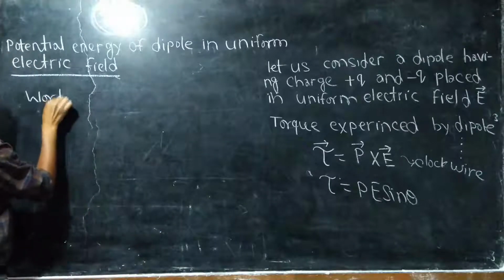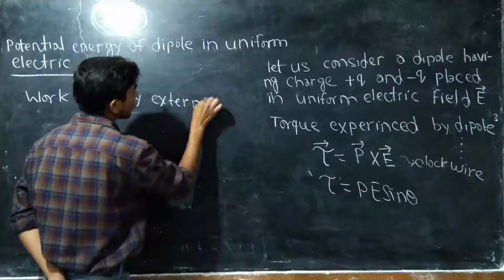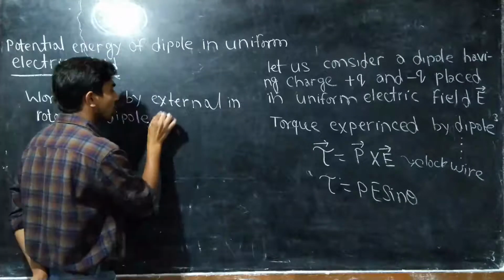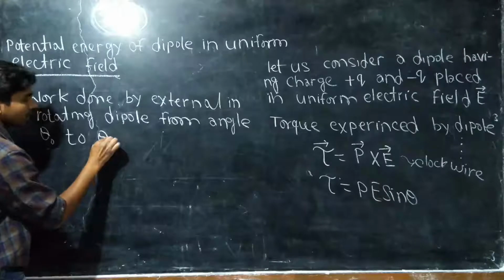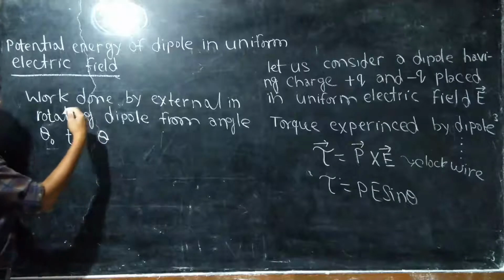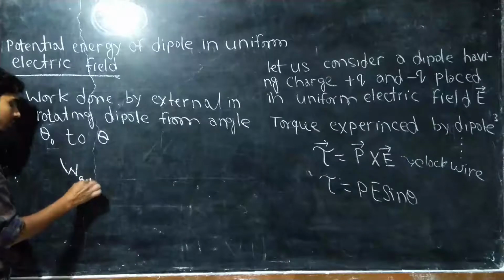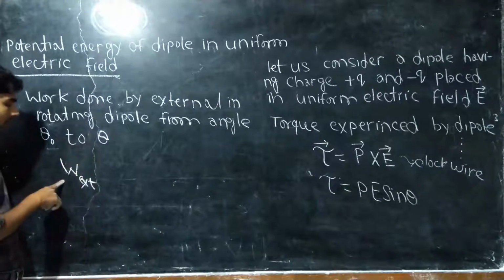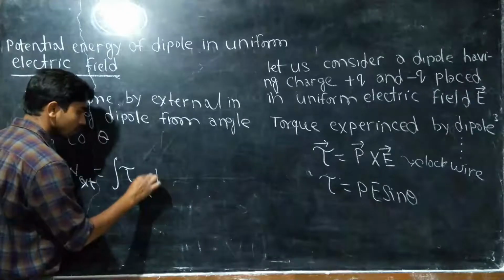Now we can write work done by external in rotating dipole from angle theta 0 to theta, right? Rotating like this. Just write like this. Work done by external in rotating dipole from angle theta 0 to theta is W external, right? And that W external is how much? Torque due to external into d theta.